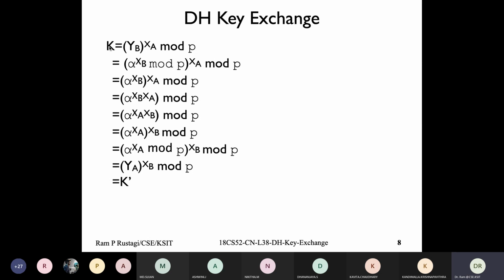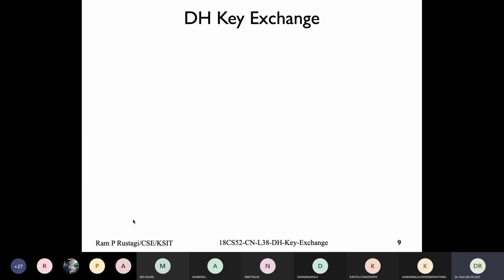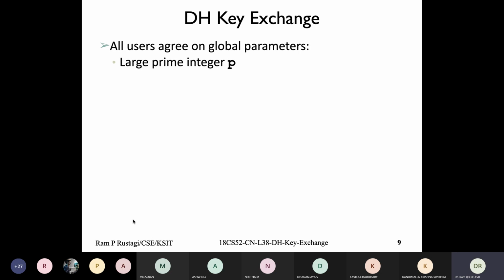So whatever user A computes, whatever user B computes, the two are the same. XA is chosen by user A, XB is chosen by user B, and when they exchange and compute, they get the same value, and this becomes the shared key. And that is the beauty of Diffie-Hellman key exchange, that even though information is shared in public, the shared key cannot be tracked. So the way the algorithm works, all users agree on global parameters.